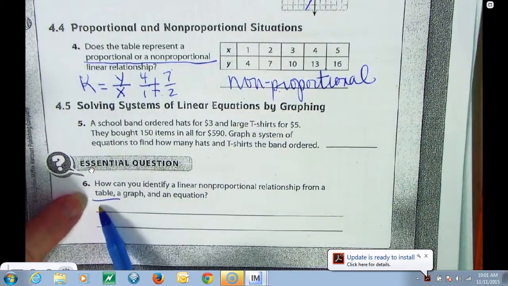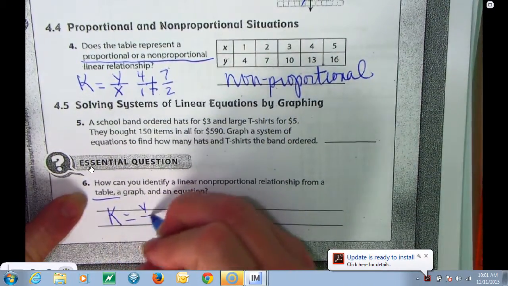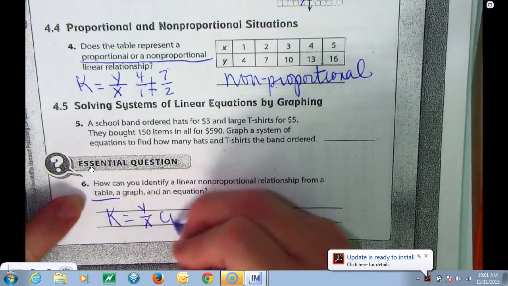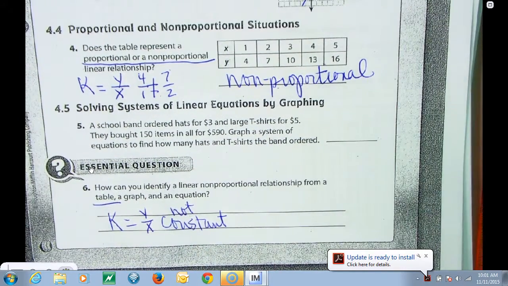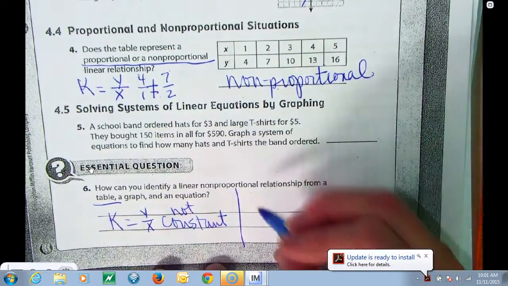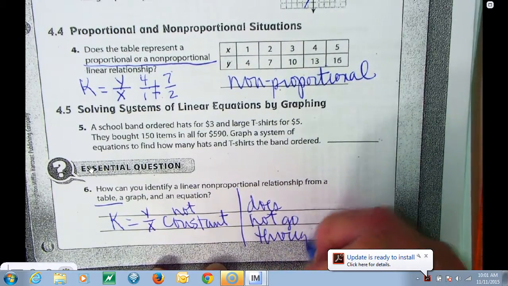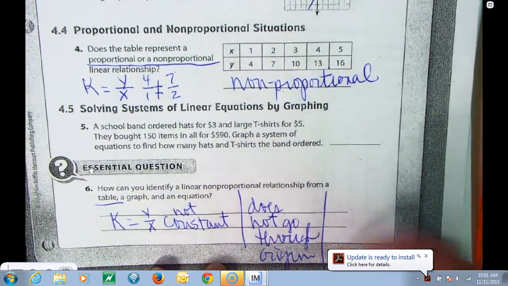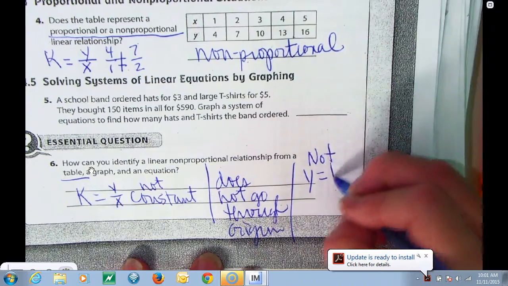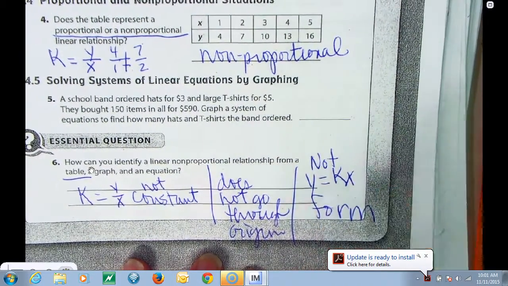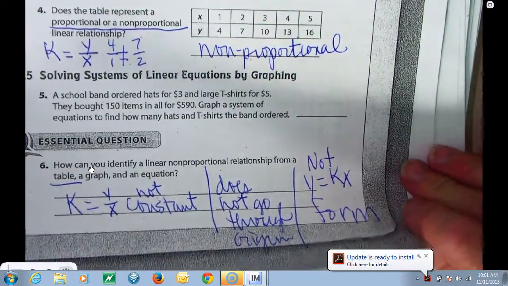Guys, if I'm looking at a table like number 4, how do I know that's non-proportional? I divide y by x, and it's not constant. I don't get the same thing. If I'm looking at a graph, it does not go through the origin. Y'all can all tell me that. If I'm looking at the equation, it's not in y equals kx form. Come on now, y'all knew all of that.